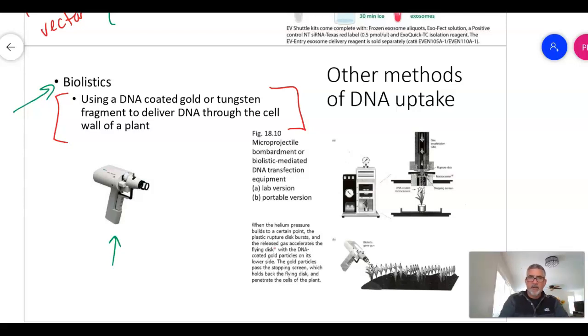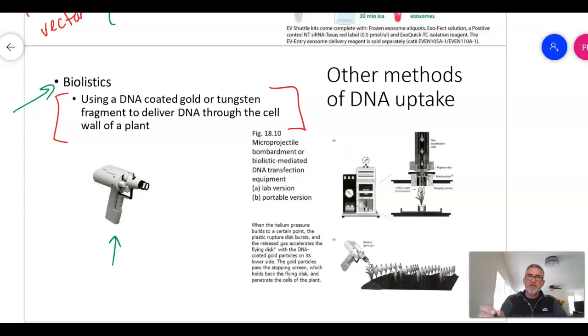Essentially, if you look at this bottom picture here, they just point the gun at the plants and spray the plants with DNA pellets, hoping that some of them land in cells and start to be reproduced. So you can attempt to make GMO products using biolistics. For the most part, they do it by transfection.